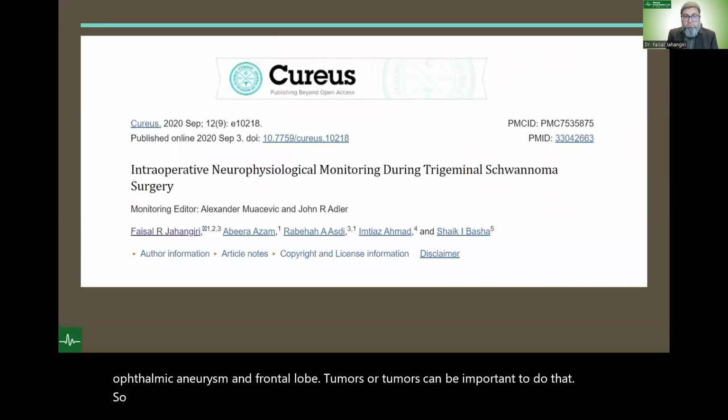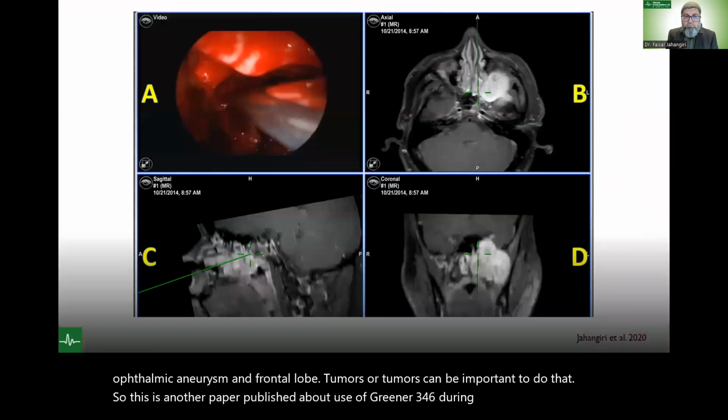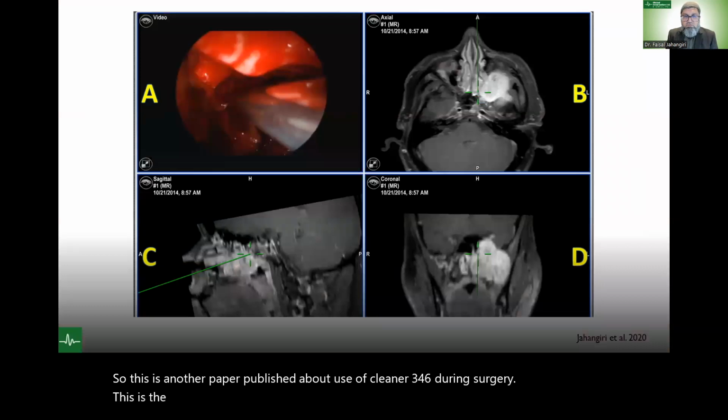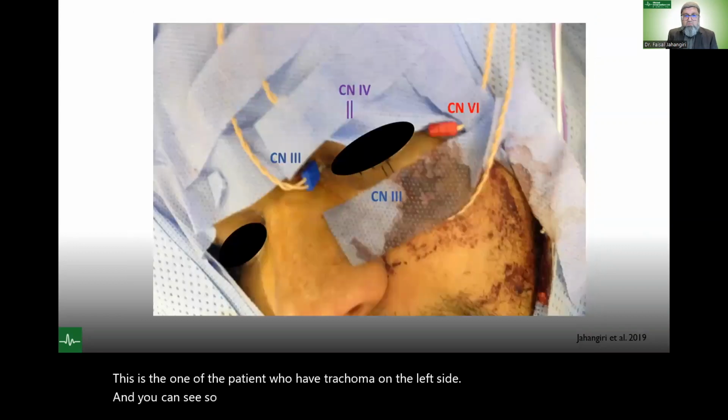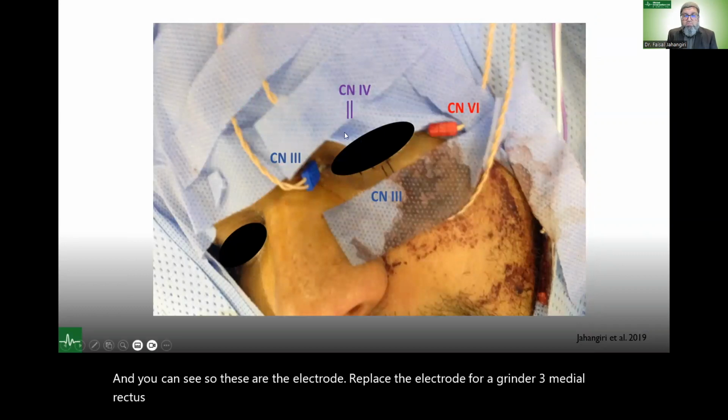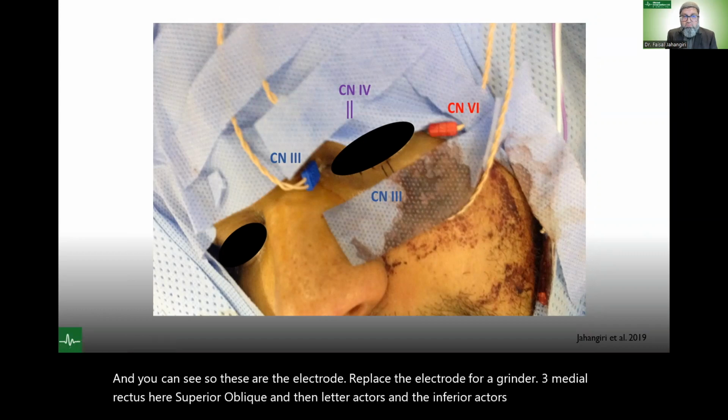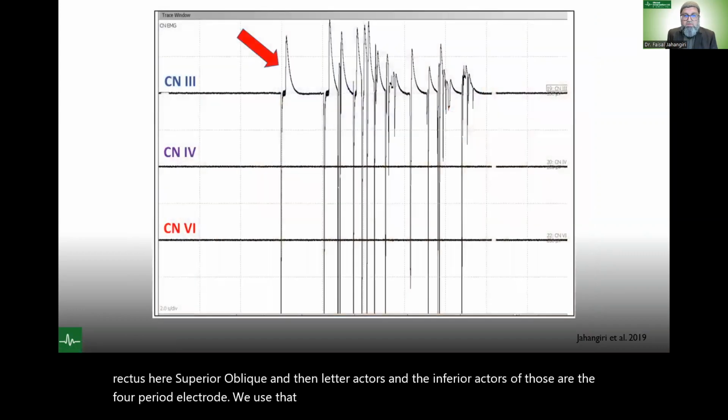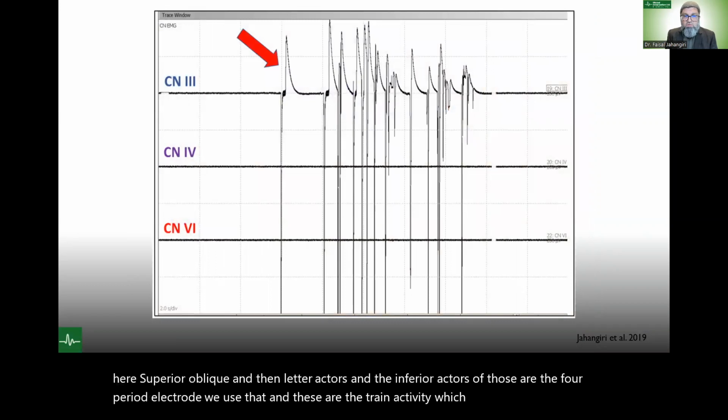So this is another paper published about the use of cranial 3, 4, 6 monitoring during trigeminal schwannoma surgery. This is one of the patients who had a trigeminal schwannoma on the left side, and you can see these are the electrodes. We place the electrodes for cranial 3 in medial rectus here, superior oblique, and then lateral rectus and inferior rectus. So those are the 4 paired electrodes we use. And these are the train activity which was recorded from cranial 3.